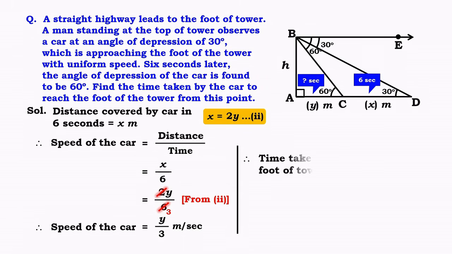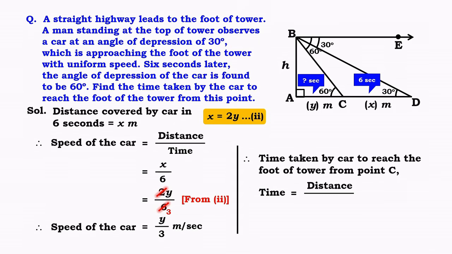Now, the car is at point C and it has to reach the foot of the tower at point A. The distance from C to A is y meters. We know that time is equal to distance divided by speed. Therefore, time is equal to y divided by y by 3. On simplifying, the y gets cancelled. Hence, time is equal to 3 seconds. Therefore, the car will take 3 seconds to reach the foot of the tower from point C.